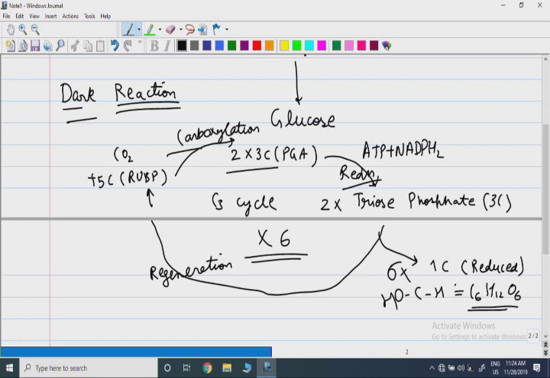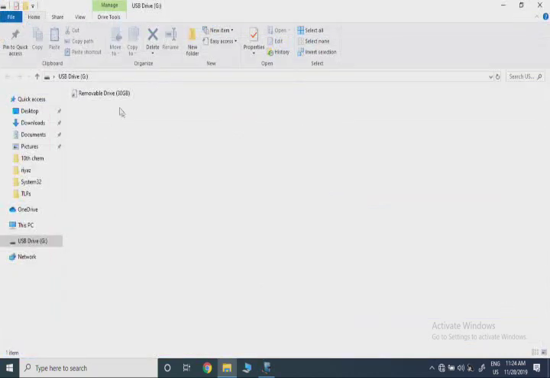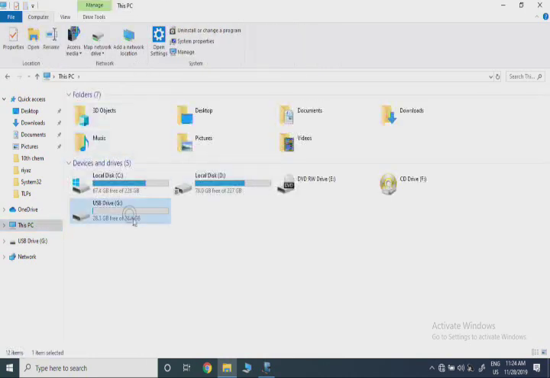Today we will cover a few parts of the light reaction as well as the dark, the C3 reaction and something else. Okay. There is some issue, I believe, with that. There was a file I wanted to show you. No problem. So let's move on.